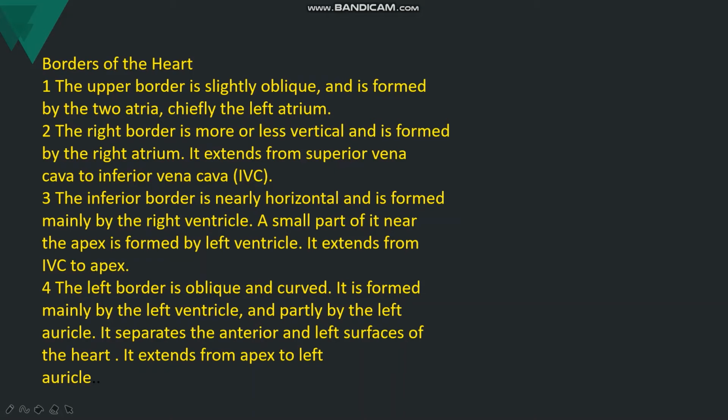The left border is oblique and is curved. It is formed mainly by the left ventricle and partly by the left auricle. It separates the anterior and left surface of the heart. It extends from apex to the left auricle.